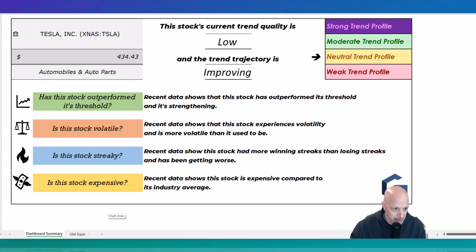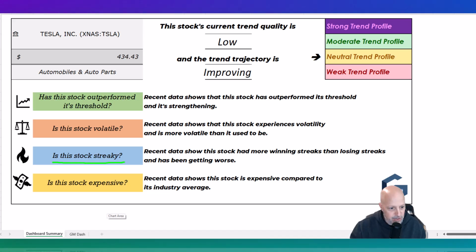So the first question that we are asking here is, has this stock outperformed its threshold? And recent data shows that this stock has outperformed its threshold and it's strengthening. If you've watched other videos, you know that I compare two periods with the same metrics to see how a stock is behaving. So the top line here is basically an auto-generated sentence based on the most recent period, and then this sentence is based on how that most recent period compares to the previous defined period. Is this stock volatile? Recent data shows that this stock experiences volatility, this is Tesla, no doubt, and is more volatile than it used to be.